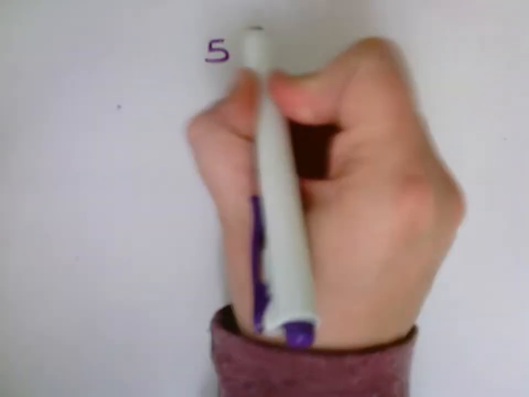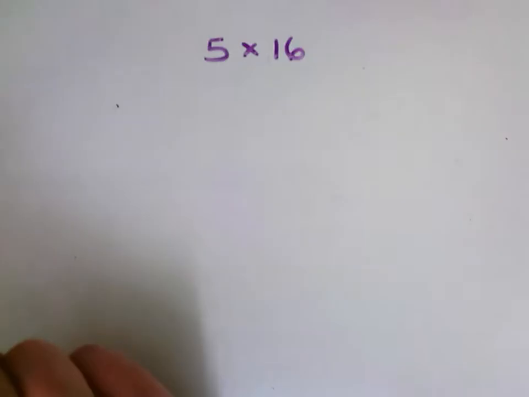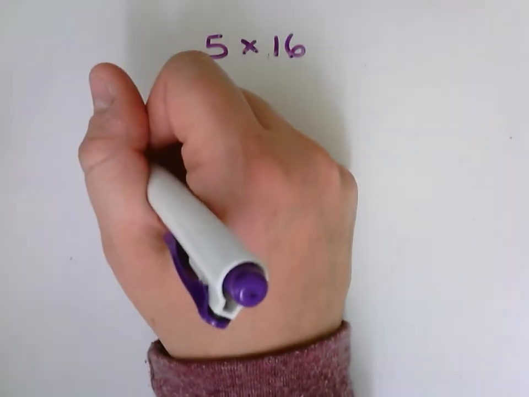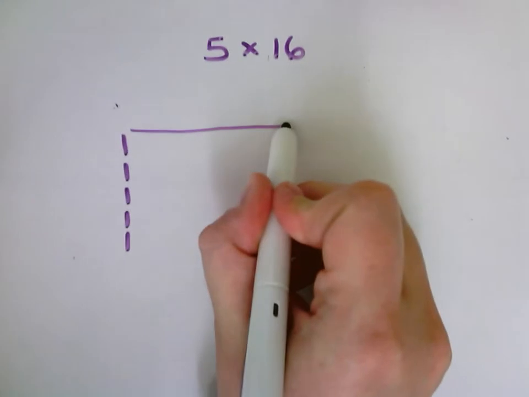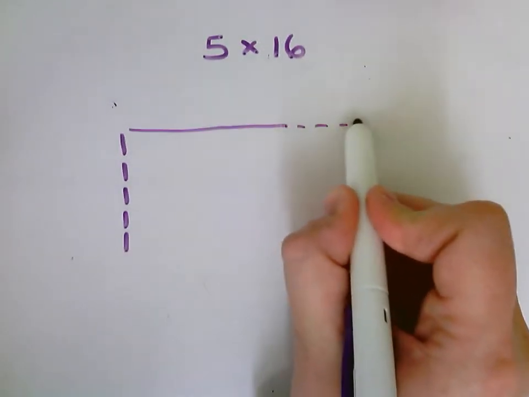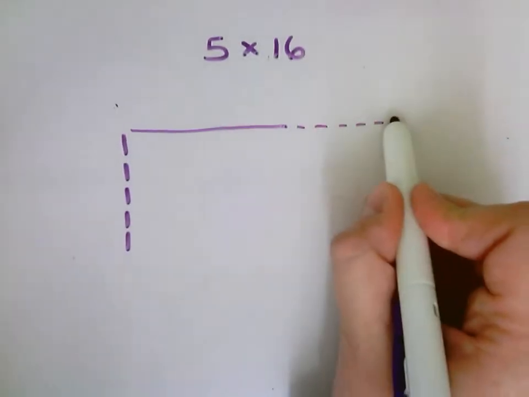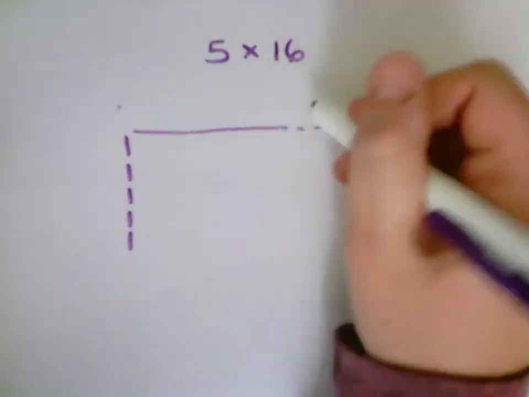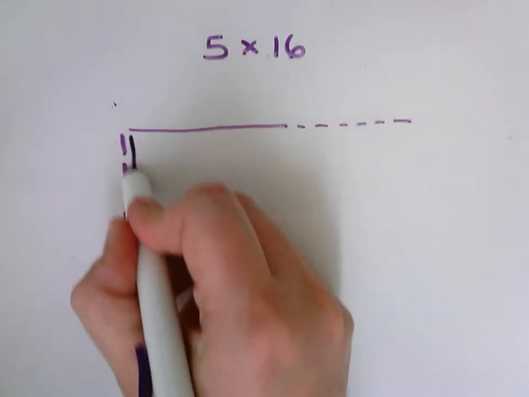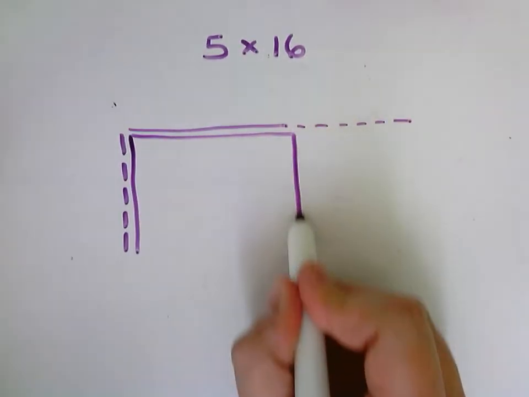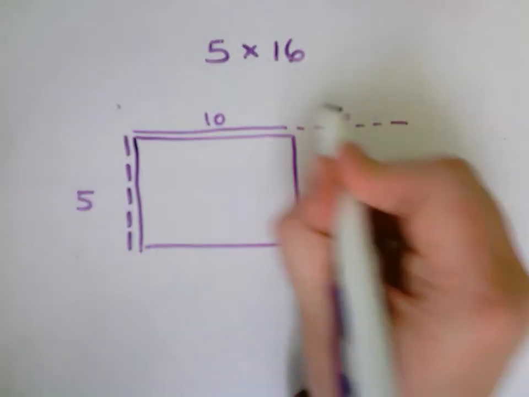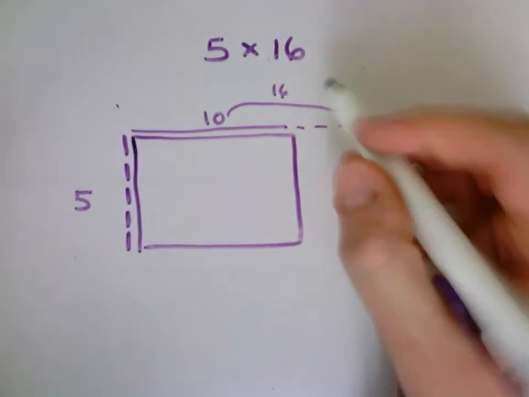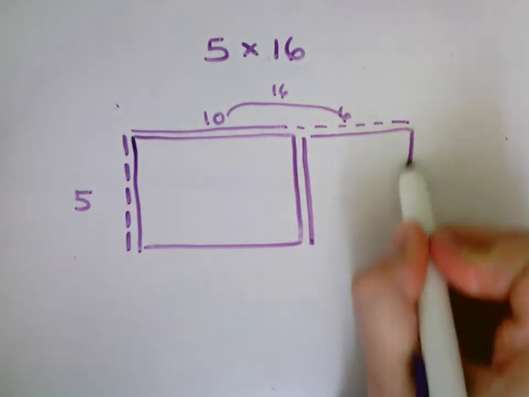My next problem is going to be 5 times 16. 5 times 16. So I'm going to draw my quick sketch. 1, 2, 3, 4, 5. Here's my 10 for the 16, and 1, 2, 3, 4, 5, 6 for my 16. So I'm going to put a rectangle here. This is my 5, my 10, and my 6. This makes 16 all together. I'm going to make my other one here.